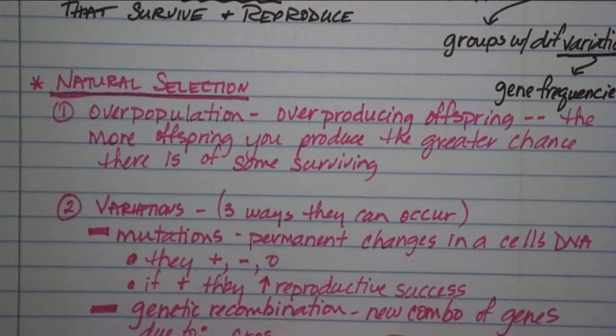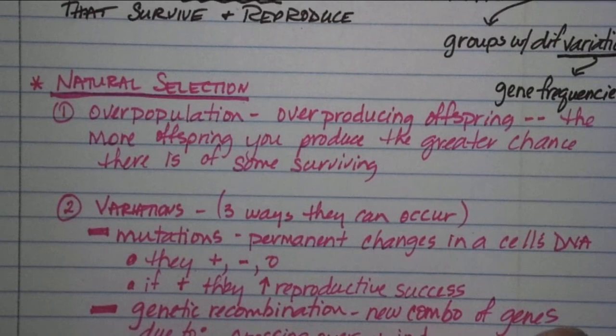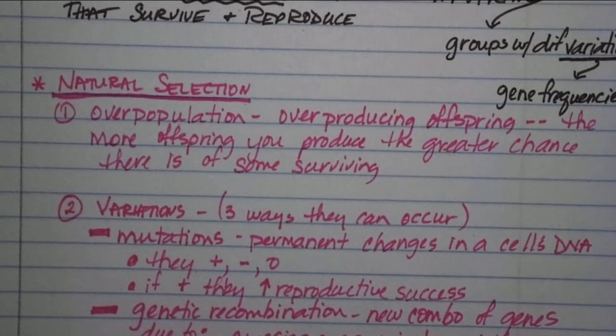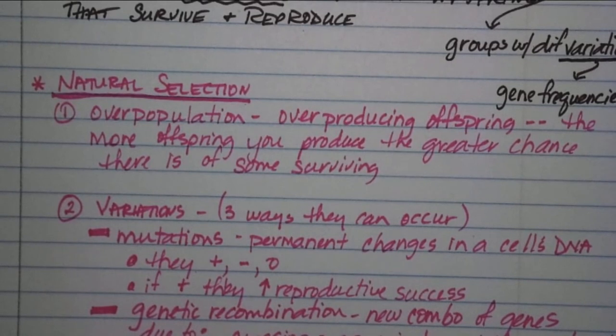And independent assortment. Do any of you know how many chromosomes you have in each cell? Anybody? I got some crazy numbers earlier in the day when I asked that. Yeah? 46. Okay, so we have 46 chromosomes in all of our cells.